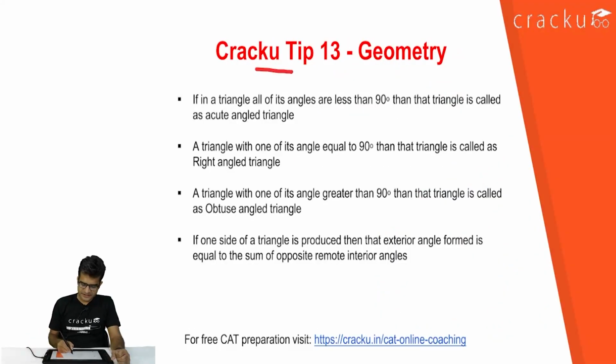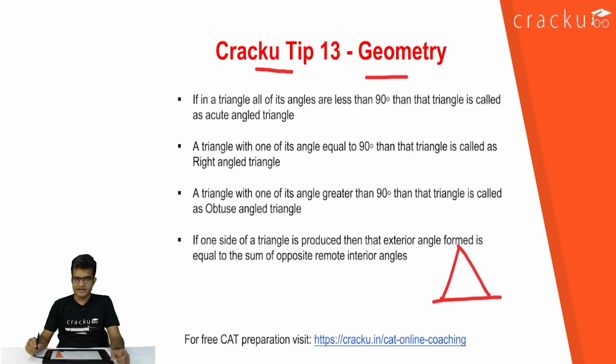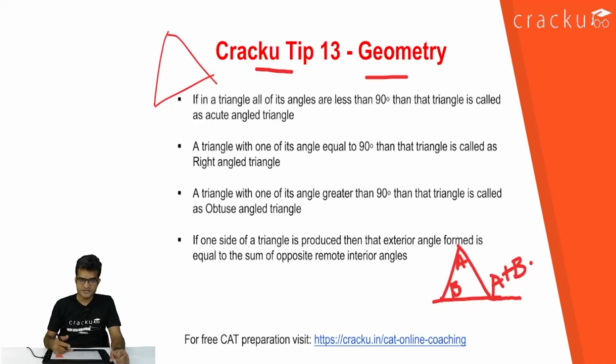We have already discussed what is an acute angle triangle, an obtuse angle triangle, and a right angle triangle. And also another easy formula is that if you have a triangle and you extend one of the sides further, you are going to get an exterior angle. This angle will be the sum of the remaining two interior angles. If this is A and this is B, then this exterior angle will be equal to A plus B. Let us now look at the next slide.